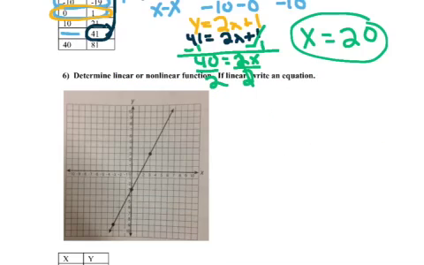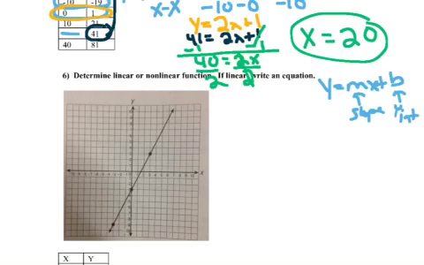Right, so for the next set of problems, it's asking you to determine if it's a linear or nonlinear function. If it's linear, write an equation. Remember, our linear equations are of the form y equals mx plus b, where m is your slope and b is your y-intercept. So for this first one, this is definitely linear for number 6. And why? Because it has a straight line.